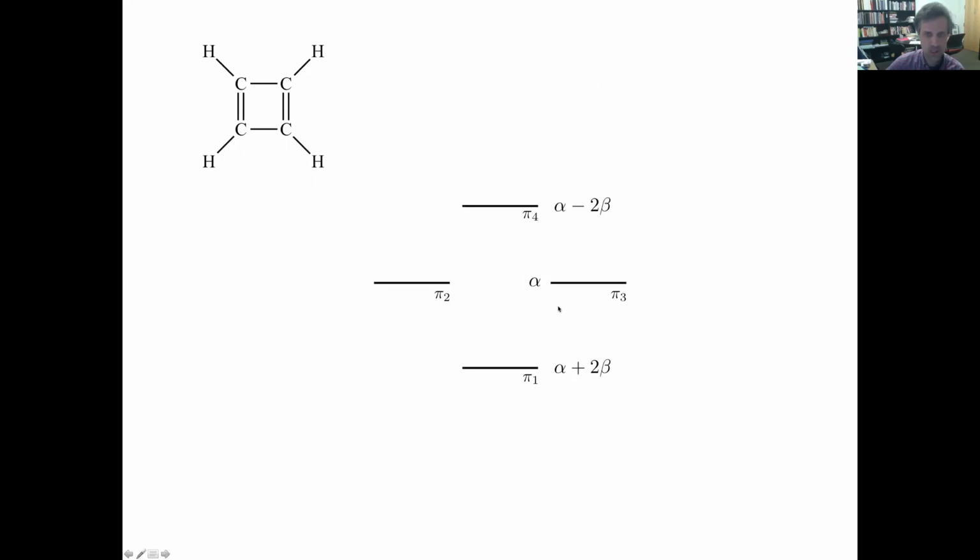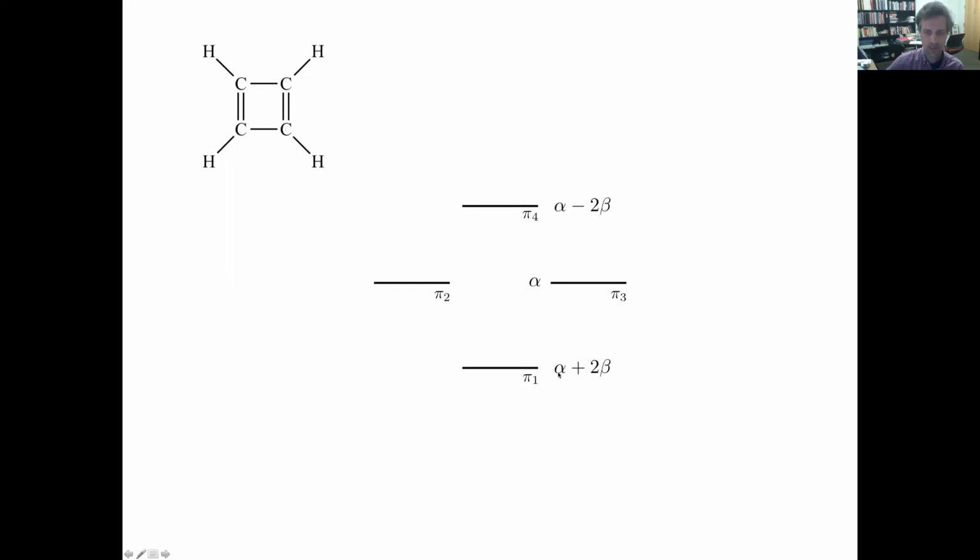So this is what it looks like if I put the molecular orbital diagram together. I find the following. I find 4 solutions, and I can label them as pi 1, pi 2, pi 3, pi 4. So that is the only reason why I have 1, 2, 3, 4, simply because I start with number 1, 2, 3, 4. That's it. Okay, there's nothing else to it.